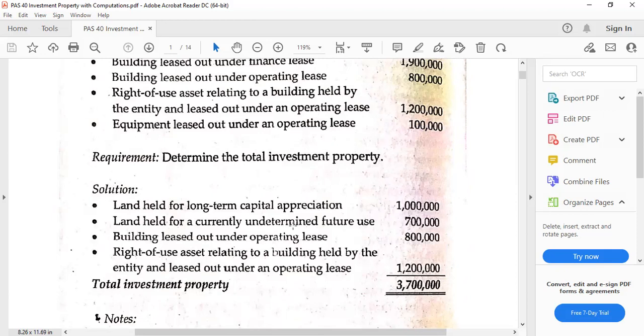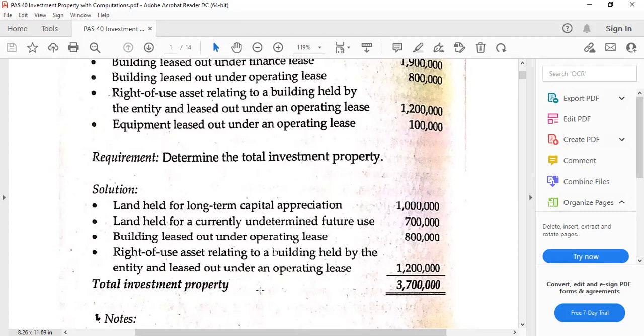Also, if the intention is not yet clear and the purpose is undetermined, but it will be, of course, used in the future, but not yet clear. And with that, we can simply say that it's still focused more on increase of the value. Next is building leased out under operating lease. But if finance lease, the owner would be the other entity that is renting the property or leasing the property from us. And in that case, that will be out.